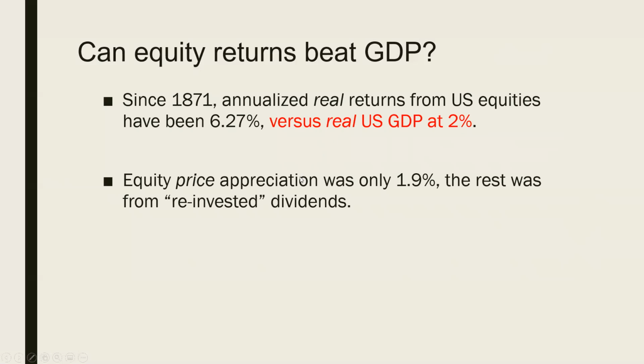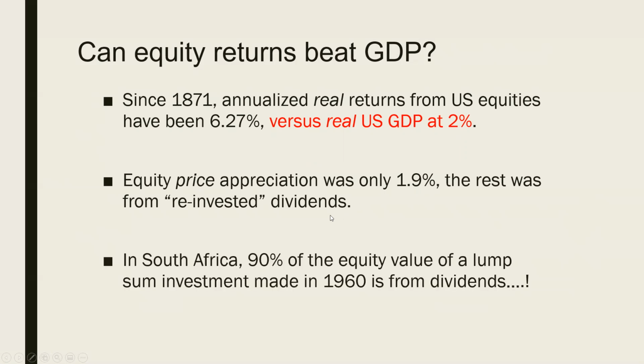Now, of course, if we drill down a little bit, we have to be a bit careful, because if you look at price indices like the S&P 500, that excludes dividends. So price appreciation only represents about 2%, which is what we see GDP doing. And the rest is from the reinvested dividends.